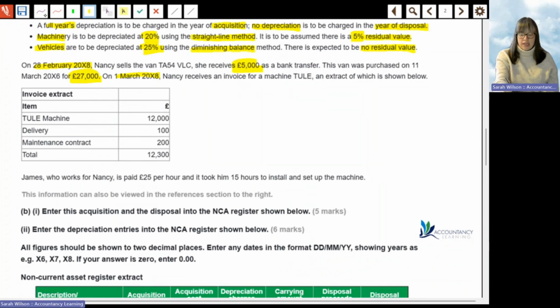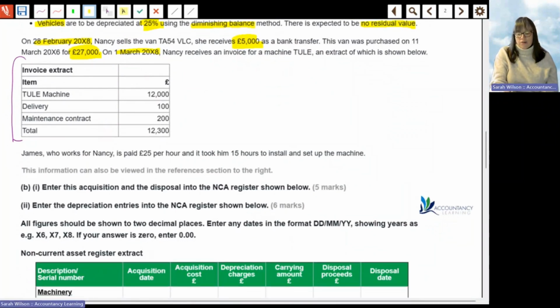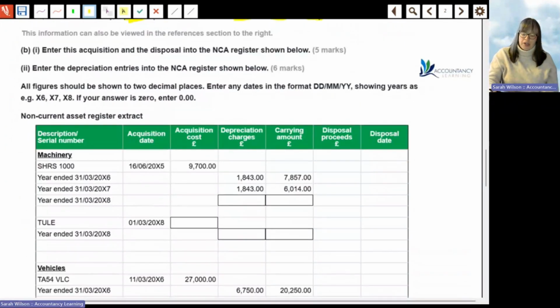And here we can see we've got some costs for the machine. We're also then told that James, who works for Nancy, is paid £25 per hour, and it takes him 15 hours to install and set up the machine. Now you can view all of this by clicking the references button to save you scrolling up and down in your exam. And then we've got two parts to this question.